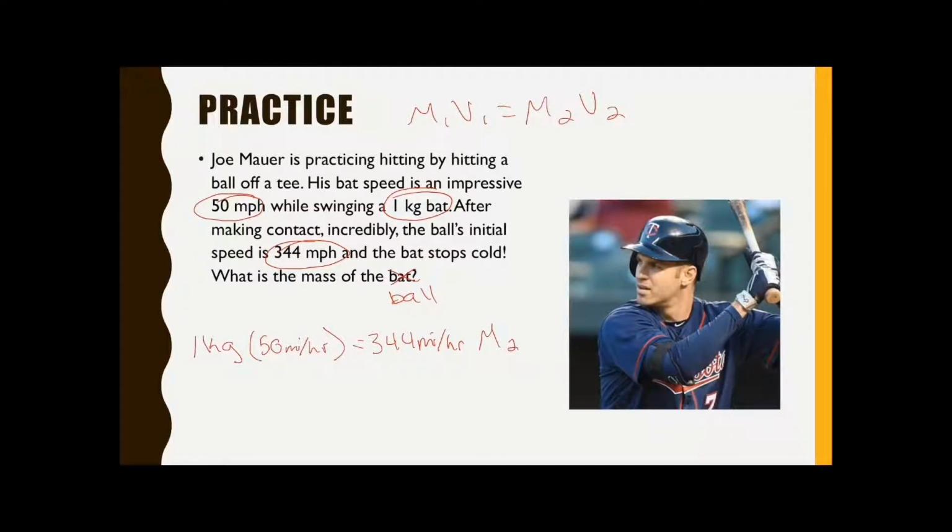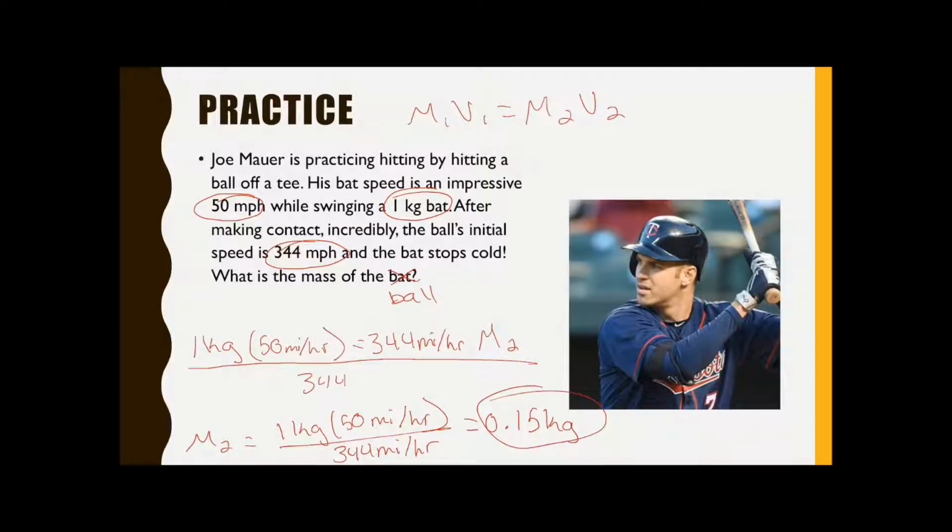So again, to get the mass by itself, we have to divide both sides by 344. So now our equation looks like this. 1 kilogram times 50 miles per hour divided by 344 miles per hour. So if we do the math on this, we take 1 times 50. Well, that's going to give you 50. Now divide that by 344. The mass of our ball is 0.15 kilograms. No wonder it went so fast. It has a very little mass.